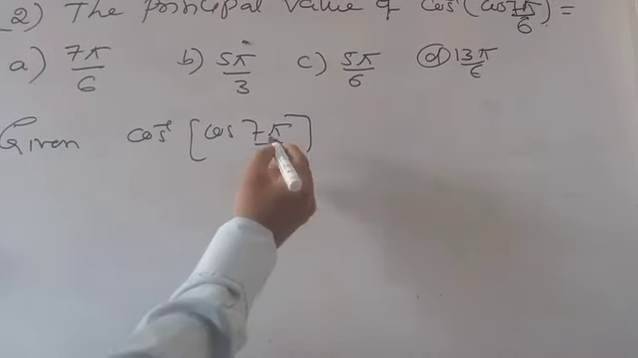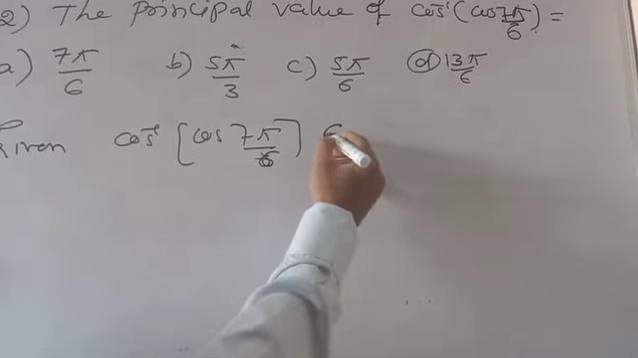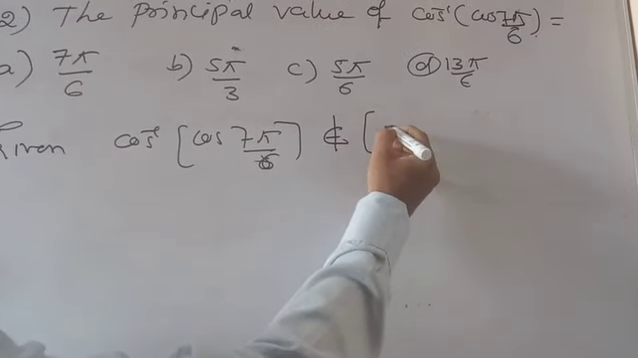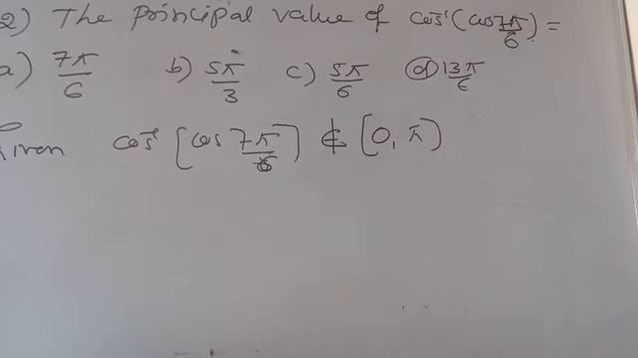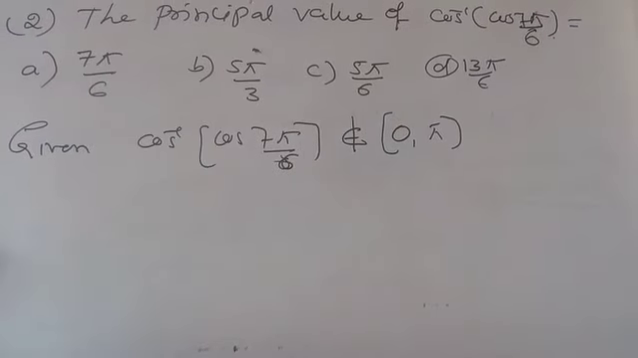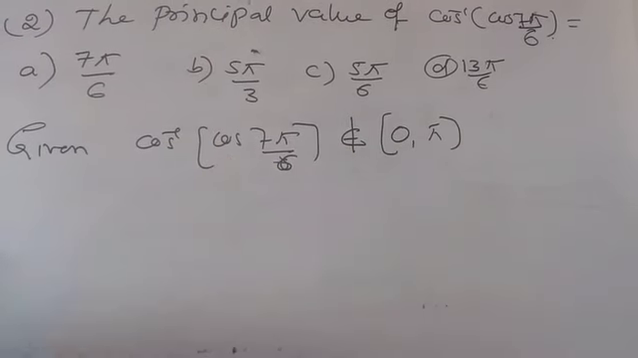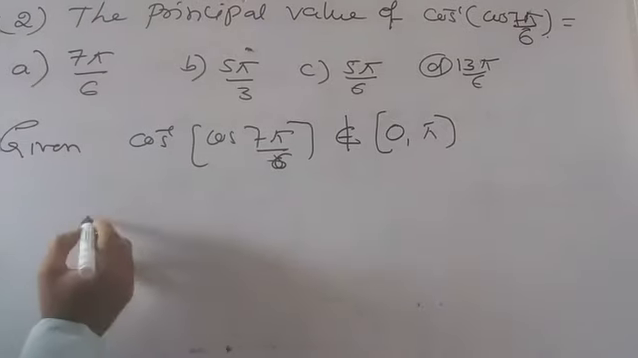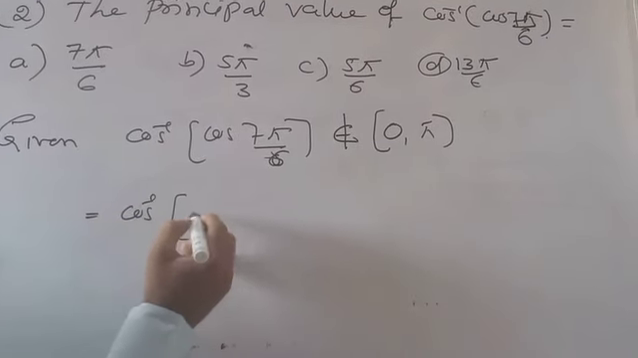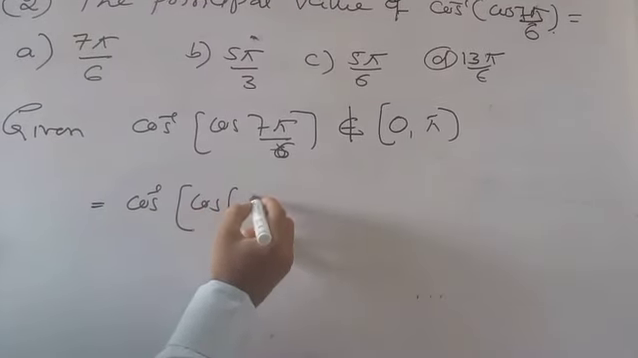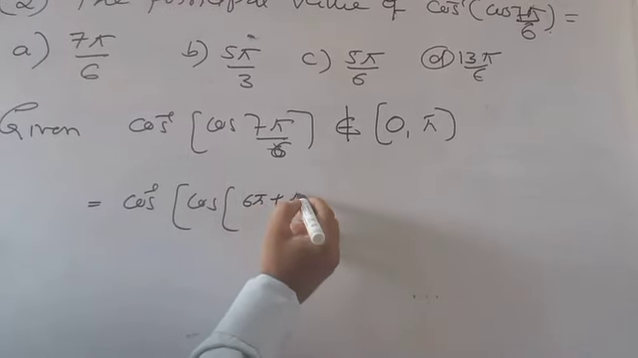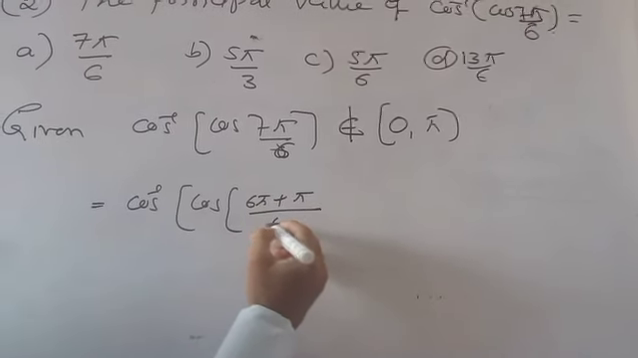7 pi by 6 is nothing but 210 degrees. This does not belong to the range of cos inverse function, which is 0 to pi. So 7 pi by 6 does not belong to this range. So we have to make this into cos inverse of cos of 6 pi plus pi divided by 6.